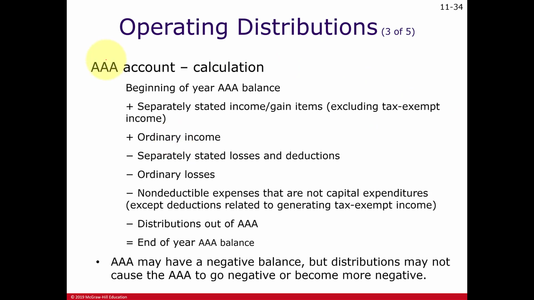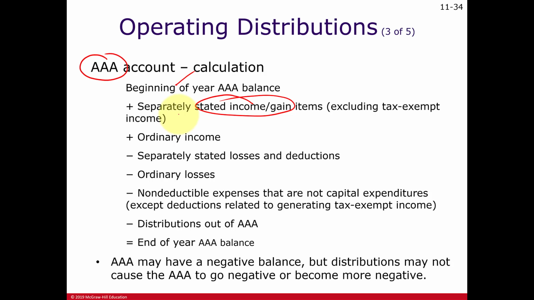So again, here's that AAA. Think of this as the retained earnings of the corporation while it's an S corporation. You start off with the beginning balance. It's zero if it's a new corporation. And then any income earned by the corporation, eventually this is going to be allocated to the shareholders and taxed by the shareholders, not taxed by the corporation.